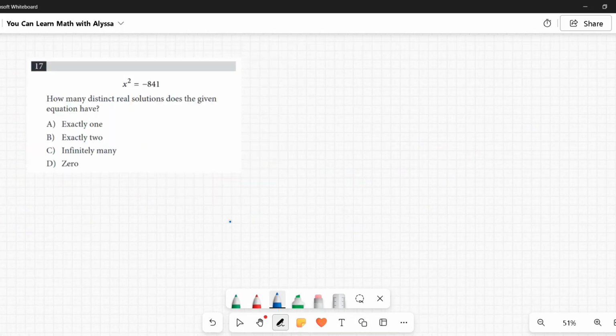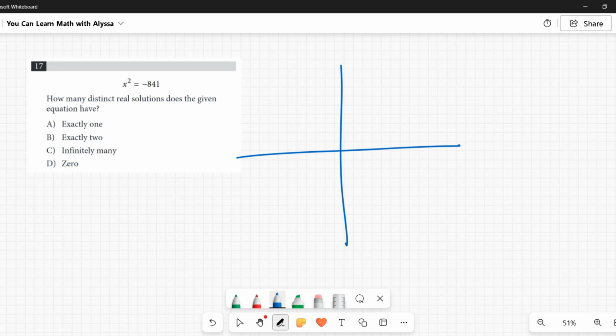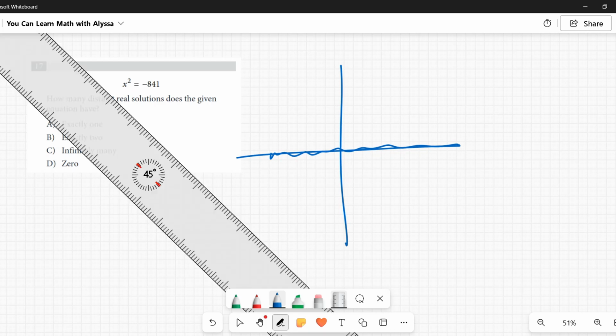17. X squared equals negative 841. How many distinct real solutions does the given equation have? If you wanted to put this into a graphing calculator and see where it crosses the x-axis, that would be your solution. You want to see where, if anywhere, it crosses the x-axis. You can do that. There's nothing wrong with doing that.